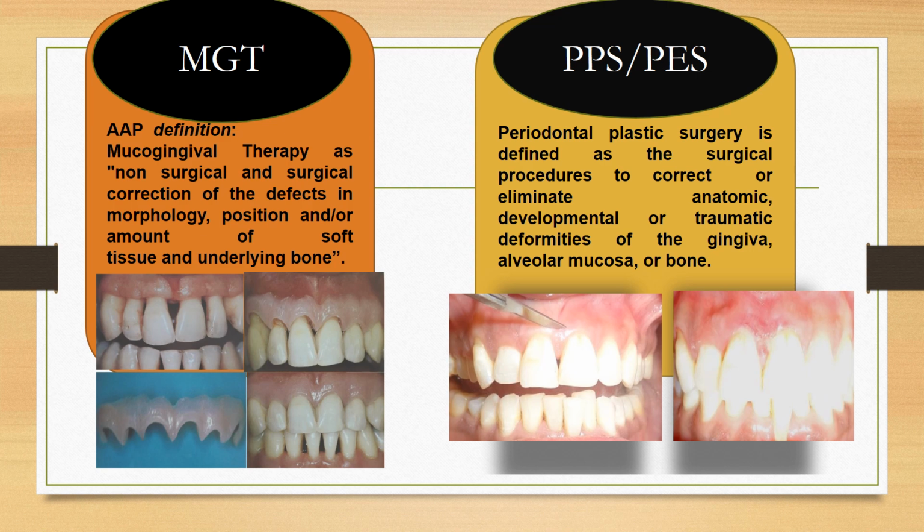Whereas perioplastic surgery includes only the surgical procedures of mucogingival therapy. Okay, that is, it is defined as the surgical procedures to correct or eliminate anatomic, developmental or traumatic deformities of the gingiva, alveolar mucosa or bone.